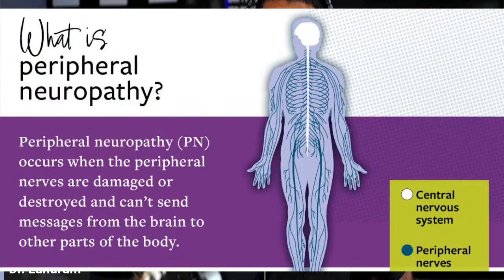Today, we're talking about peripheral nerve pain and why it's a completely different monster than what traditional pain happens to be. Many people, when they think about peripheral nerve pain, think about sciatica, and they are not the same thing. They're completely different. So what is peripheral nerve pain? It occurs when the peripheral nerves are damaged or destroyed, and they can't send messages from the brain or to it and to other parts of the body.